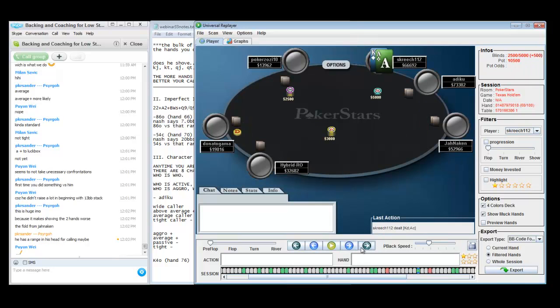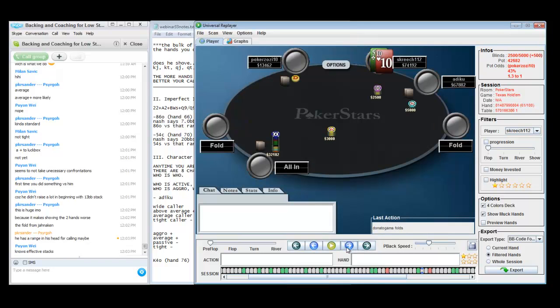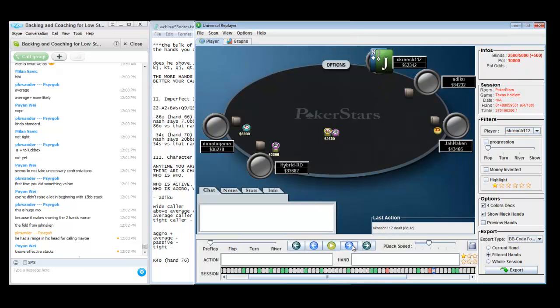Okay, he folds. He folds. Hero gets a walk. Fold. He folds. Hero raises. He reshoves. He does know effective stacks, which on the next hand you'll see that for sure. He shoves effective stack size.